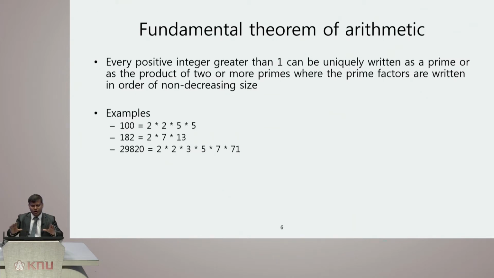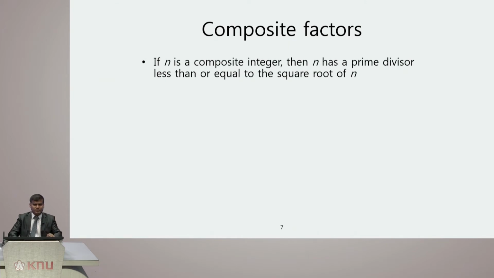Well, let's go deeper and see there are a few more relationships that we can come up with for these prime numbers, and eventually we will establish what a composite number is. Here is the definition. If n is a composite integer, then n has a prime divisor less than or equal to the square root of n. This is a very interesting observation. With this observation, you can define what a composite number is, and you can also see whether you can identify whether a number is prime or not.